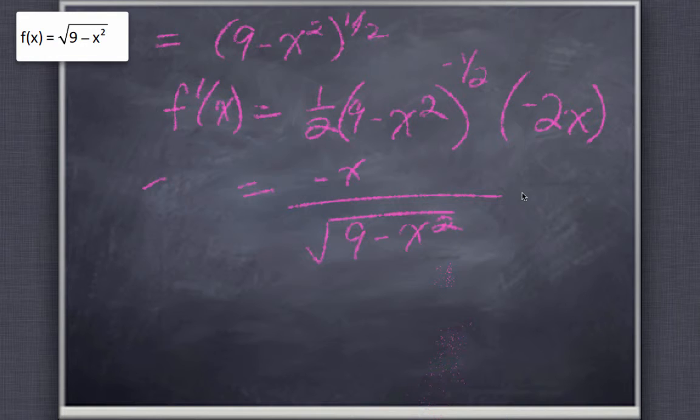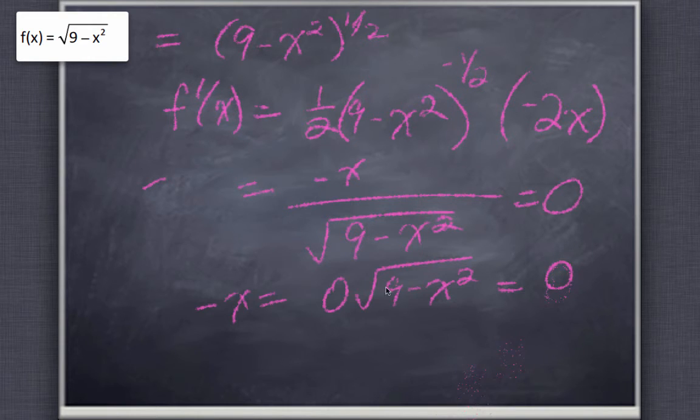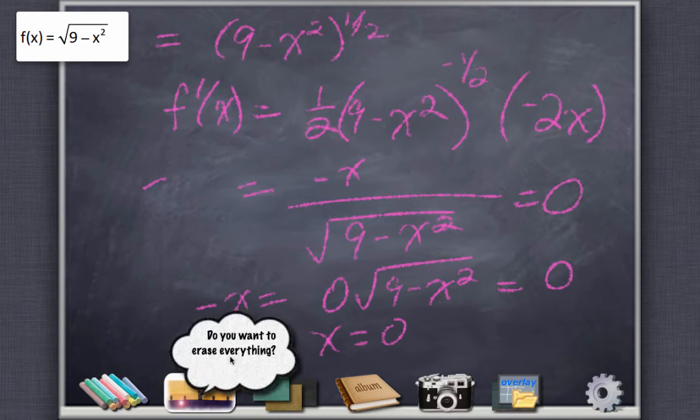So if I set this equal to 0, then that means negative x is equal to 0 times root 9 minus x squared, which for all x, where this is defined, is 0. So x is 0, and that's the only solution. Again, plus and minus 3 make the derivative undefined. That's not a horizontal tangent.